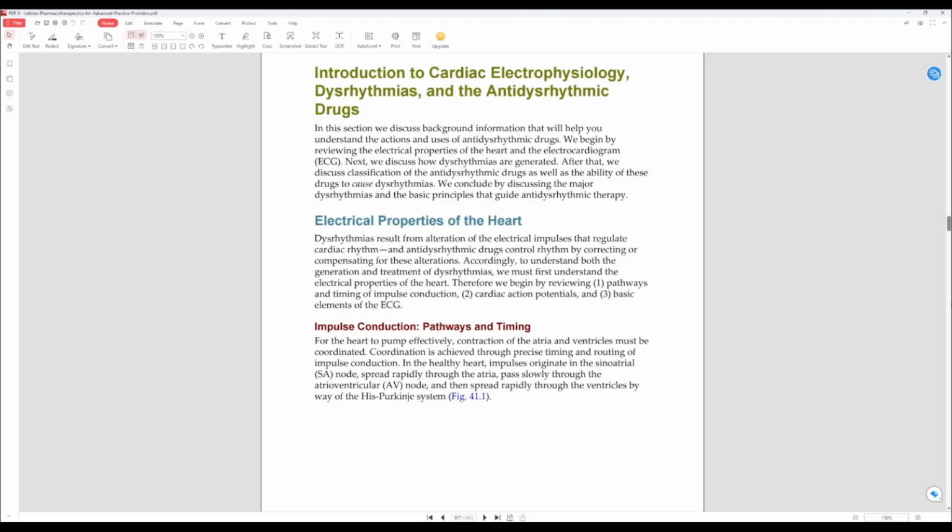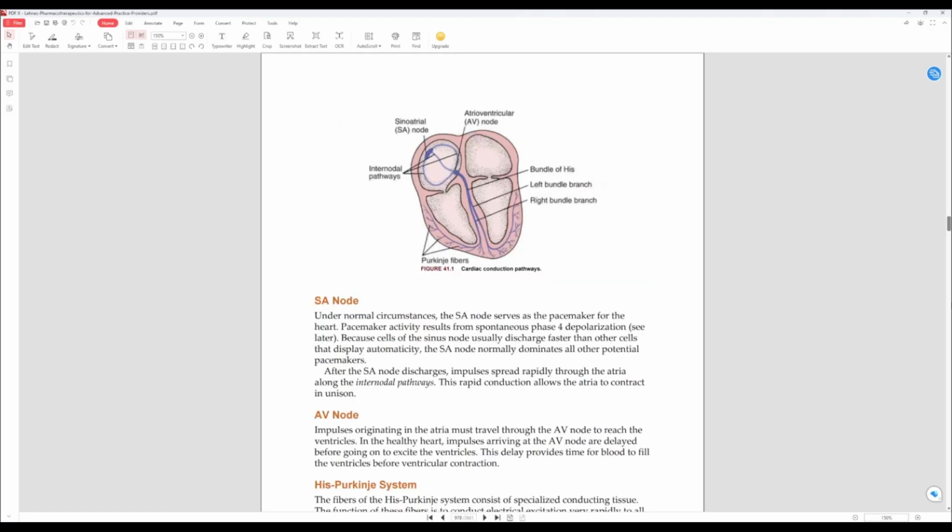Impulse conduction, pathways, and timing. For the heart to pump effectively, contraction of the atria and ventricles must be coordinated. Coordination is achieved through precise timing and routing of impulse conduction. In the healthy heart, impulses originate in the sinoatrial (SA) node, spread rapidly through the atria, pass slowly through the atrioventricular node, and then spread rapidly through the ventricles by way of the His-Purkinje system. Here you're taking a look at figure 41.1, the cardiac conduction pathway.